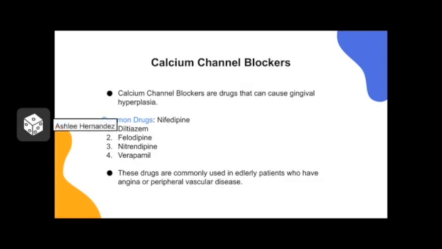Calcium channel blockers are drugs that can cause gingival hyperplasia as a side effect. Some common drugs are nifedipine, diltiazem, amlodipine, nitrendipine, and verapamil. These drugs are commonly used in elderly patients who have angina or peripheral vascular disease.